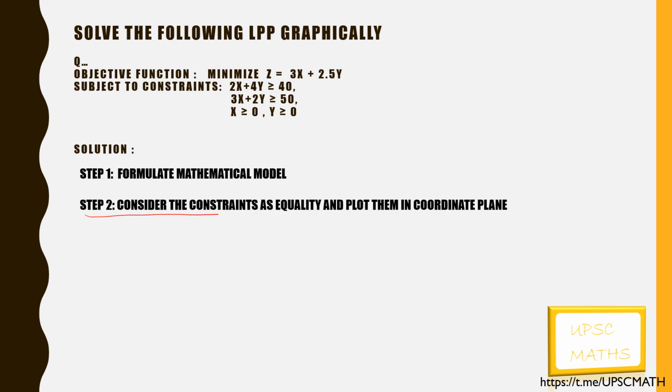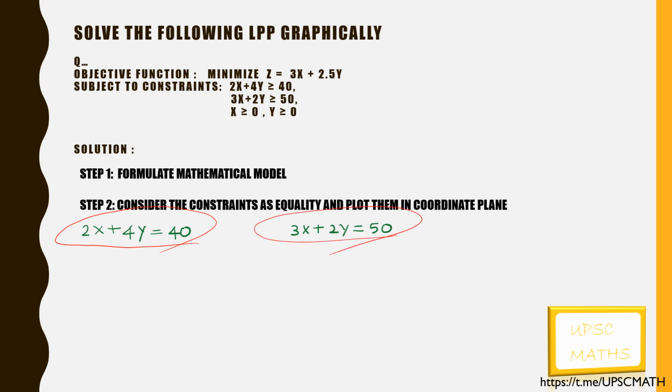Step 2 is to consider the constraints as equality and plot them in the coordinate plane. We have two constraints, 2x + 4y ≥ 40 and 3x + 2y ≥ 50. When we consider the constraints as equality, we get two equations: 2x + 4y = 40 and 3x + 2y = 50. To find the coordinate points, let's draw the table.